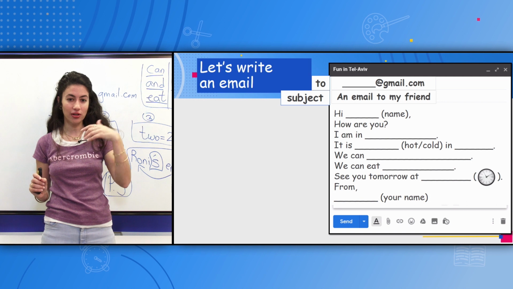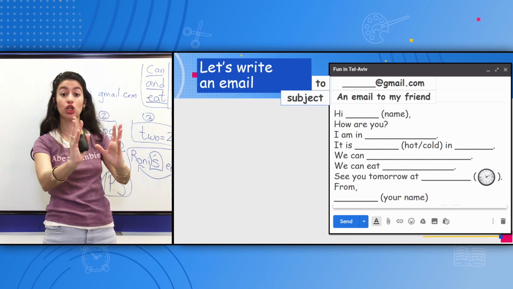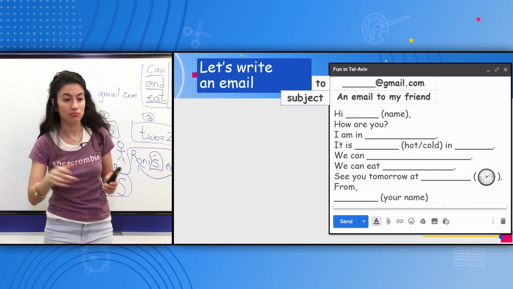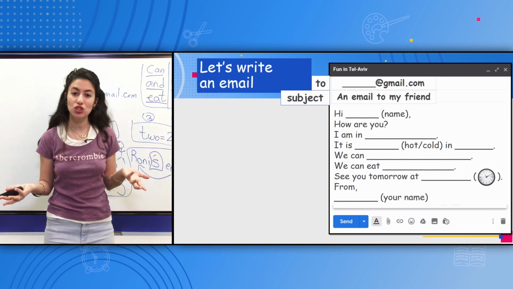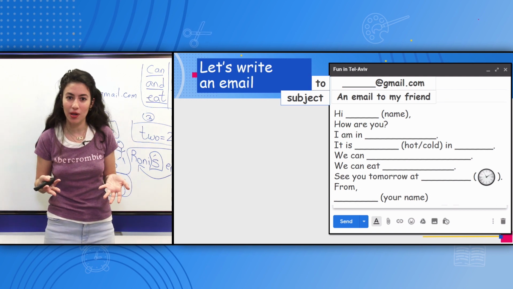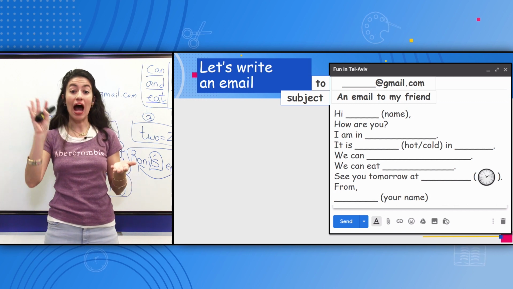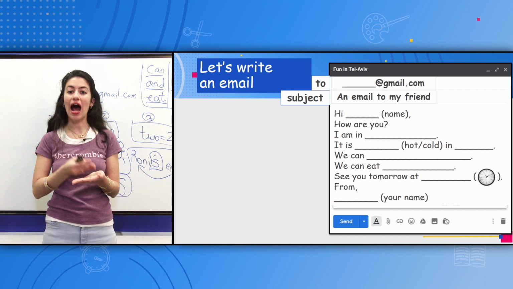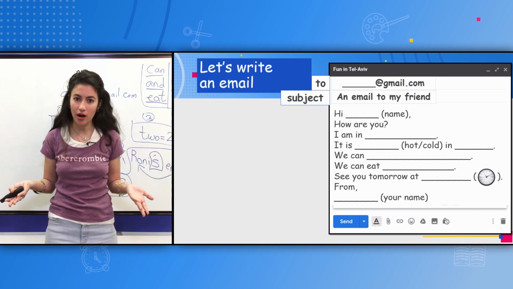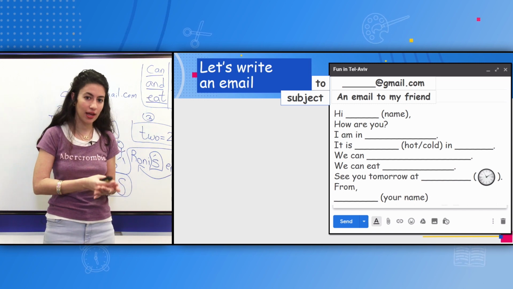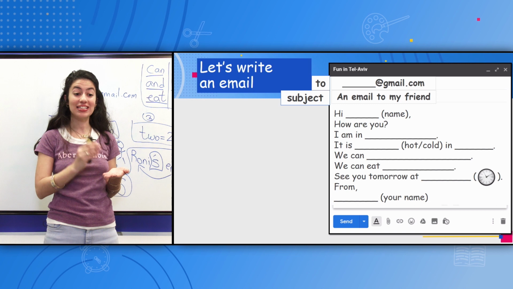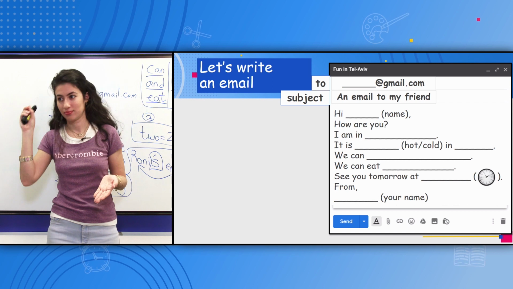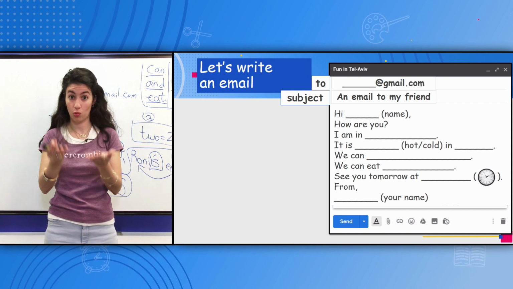Now, you have here a template. A template is what you can use to write. So, I remind you, to is the email. Subject is the what. What is the email about? What do you want to say? Hi, and the name. Remember, how are you? I am in where? Where are you? In Tel Aviv, in Haifa, okay? It is hot or cold. What is the weather? In Tel Aviv, in Haifa, where you live.